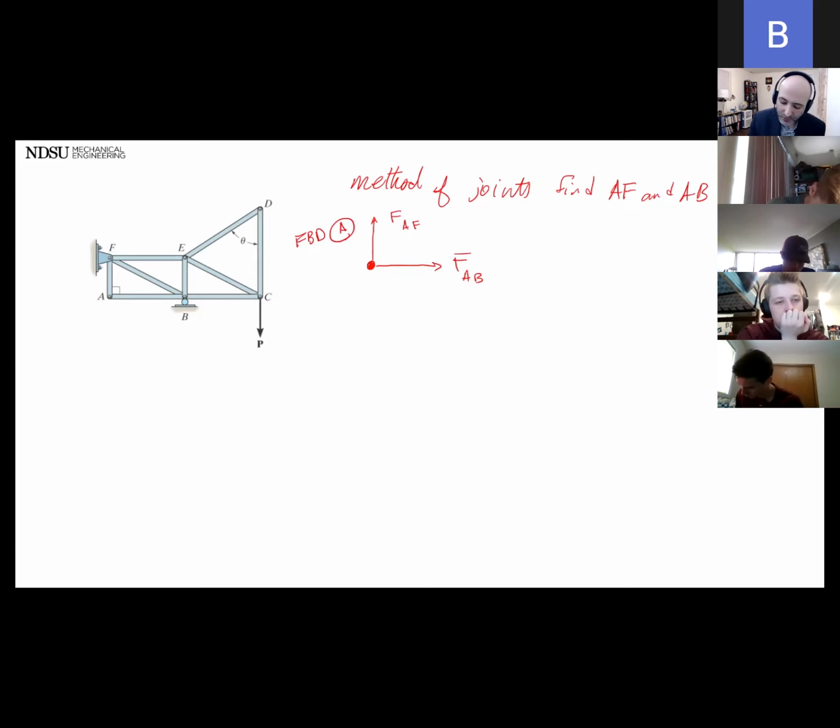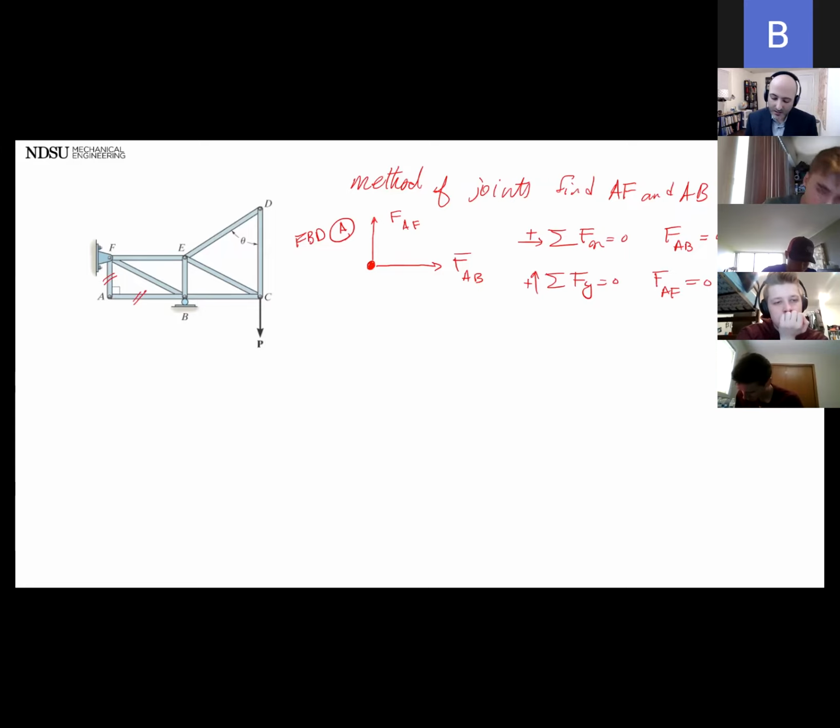So I have two equations to work with. Summation of forces in x direction equals 0. Anything that goes to the right is going to be positive. The only force I have is FAB, which is going to be 0. Summation of forces in y equals 0. Anything that points up is positive. FAF equals 0. So these two are going to be 0.